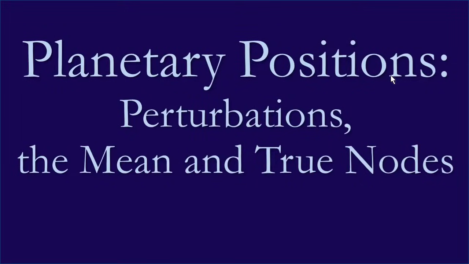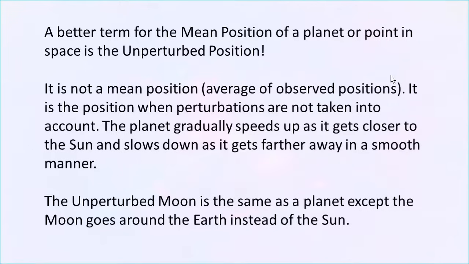Hello my friends, in this video we're going to learn how astronomers calculate positions of planets more accurately than can be done with only Kepler's laws of motion. And the way they get the positions of the planets more accurate is by analyzing what are called perturbations. And once we understand perturbations, we can then go on and understand exactly what the mean node and true node are, and whether either of them is a real node, and we will see that the true node is the real node of the moon.